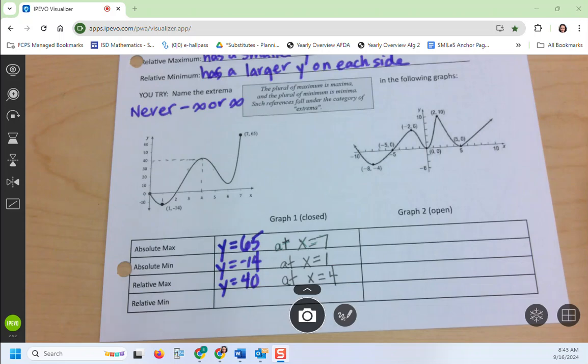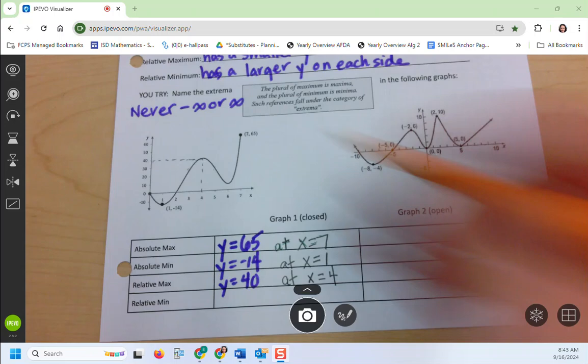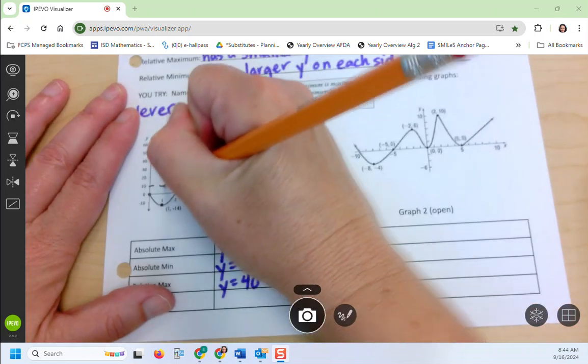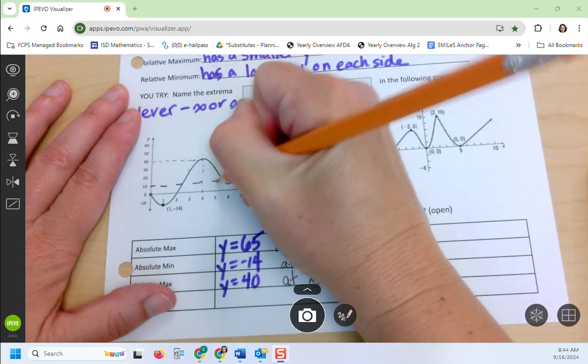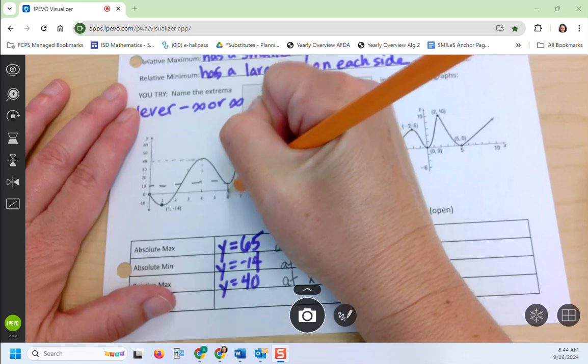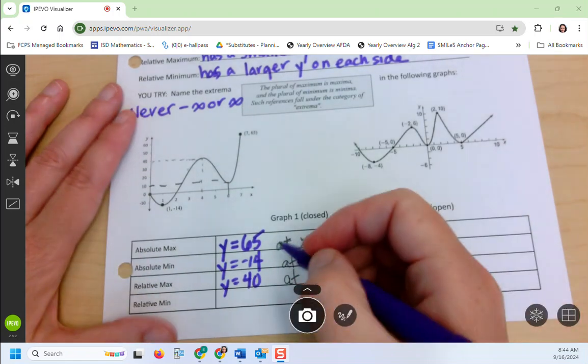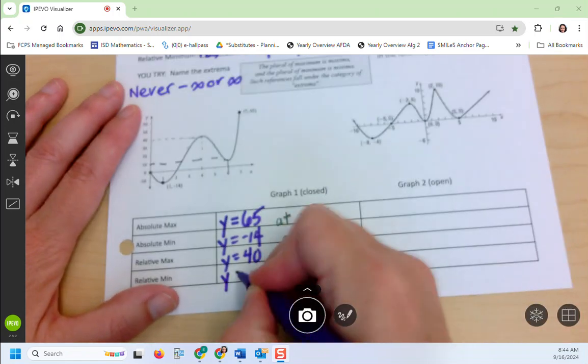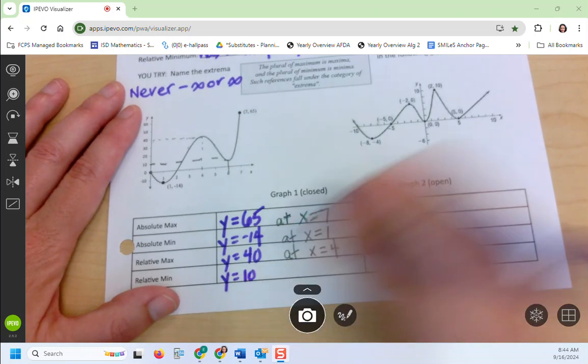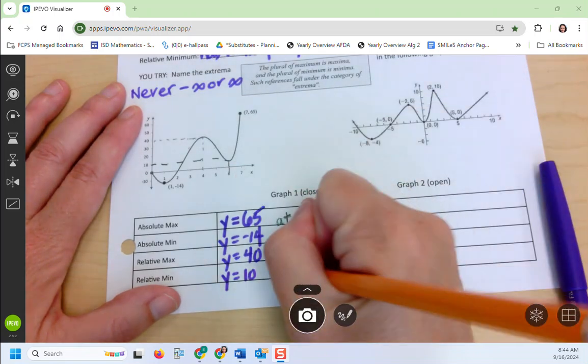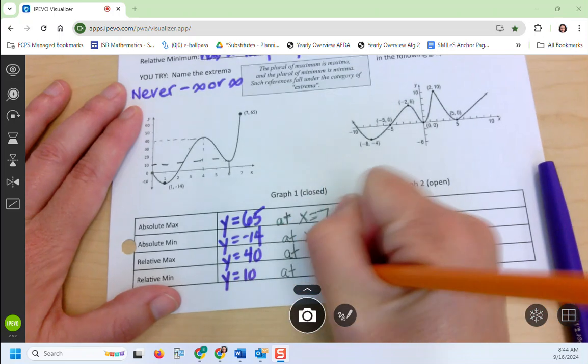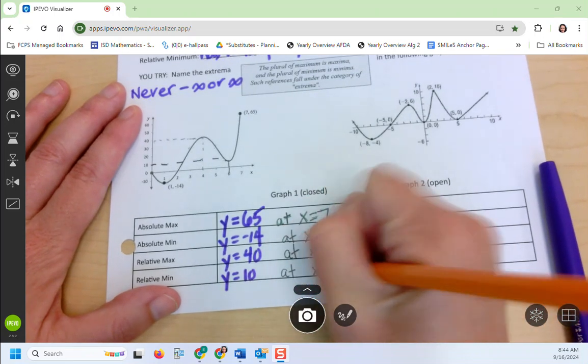So the relative minimum does not have to be the lowest point on the graph. It's going to be like a dip. Do you see a dip besides the absolute minimum? Would that be at 6 and 10? Yeah, it looks like it. All right, so it looks like you're going to have a relative minimum of y equals 10 at x equals 6.